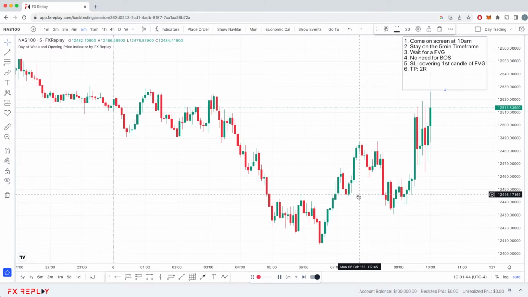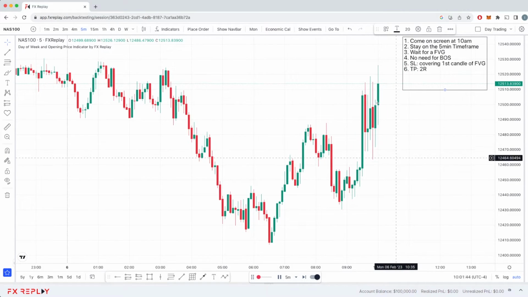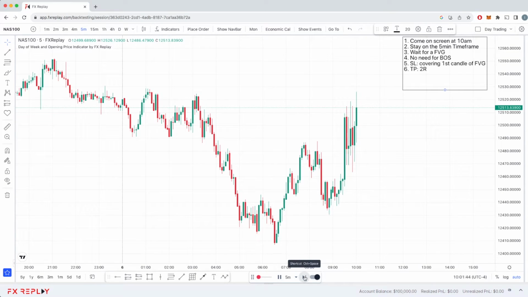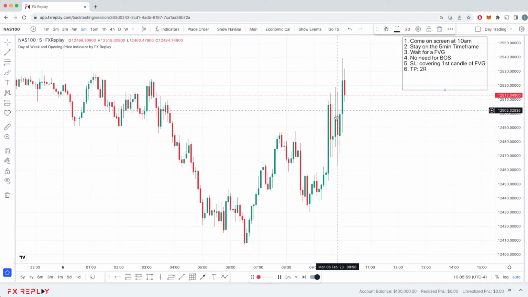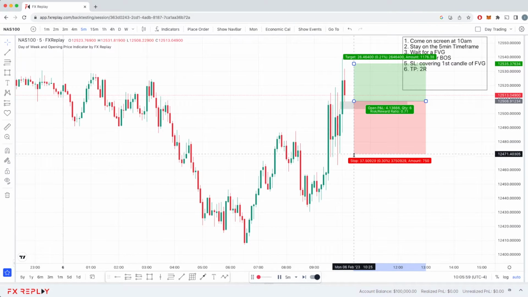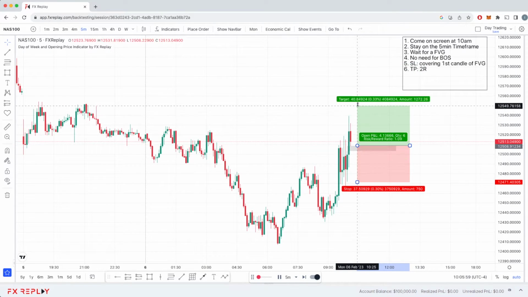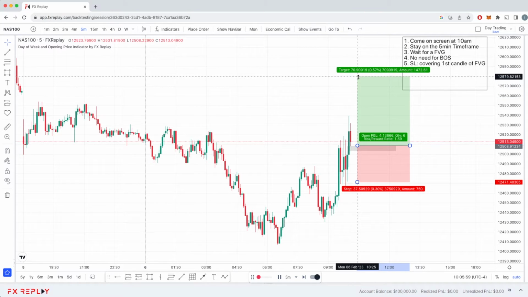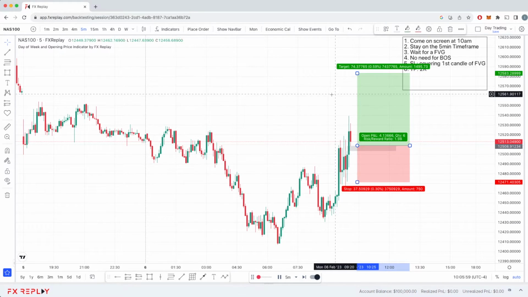On Nasdaq, you can see here that we start at 10 AM. So we just need to wait now for a fair value gap. So we can see here the fair value gap. We can just mark it, and then we can just put the order at that point at the entry. And as I said, we need to cover the first candle of the formation of the fair value gap. And since this is a 3-candle formation, this one, and this one, we need to cover the first candle of it, which is this one right there. And we'll come into other examples where we might need to adapt the stop loss, but that's pretty much it.